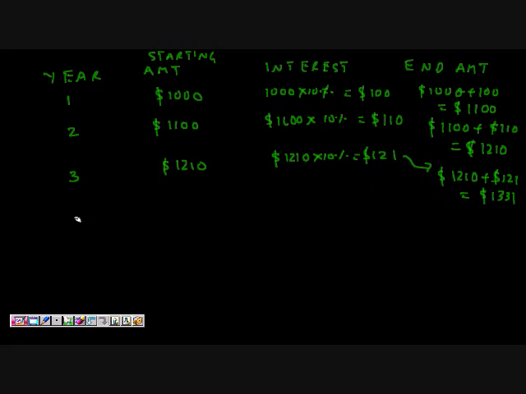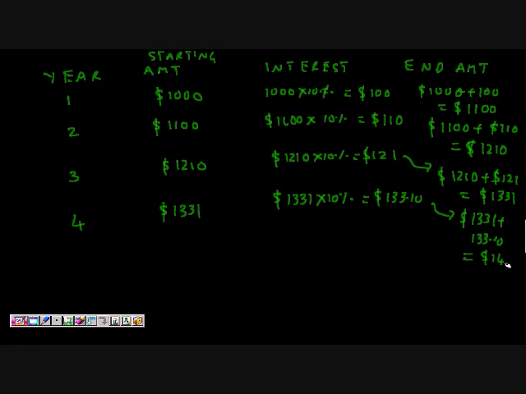Now, if you're calculating interest for the fourth year, the starting amount will be 1,331, and the interest will be 1,331 into 10%, which is 133.10. Okay, the interest will be 133.10. So your total amount will be 1331 plus 133.10, which is equal to 1464.10. Okay, so that will be the amount at the end of the fourth year.